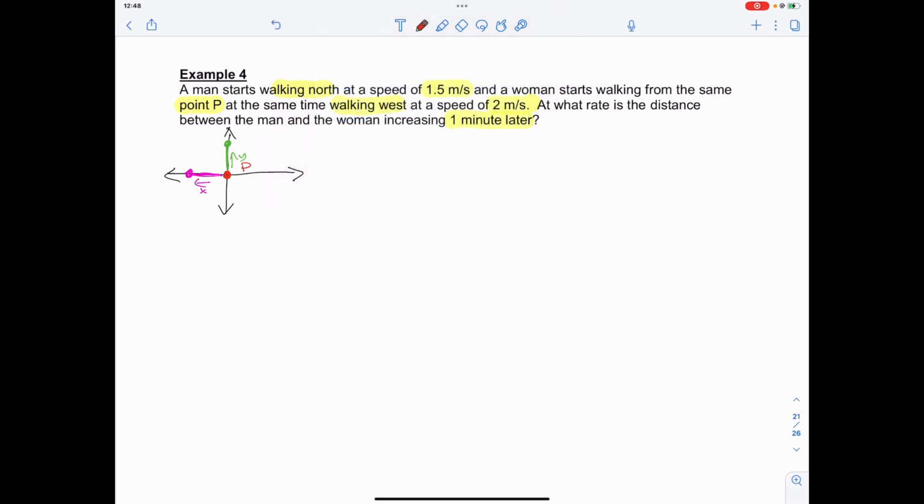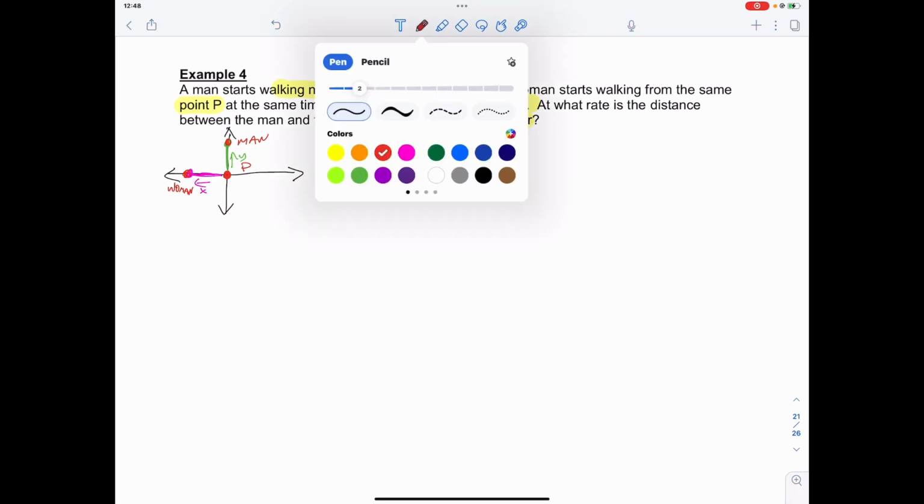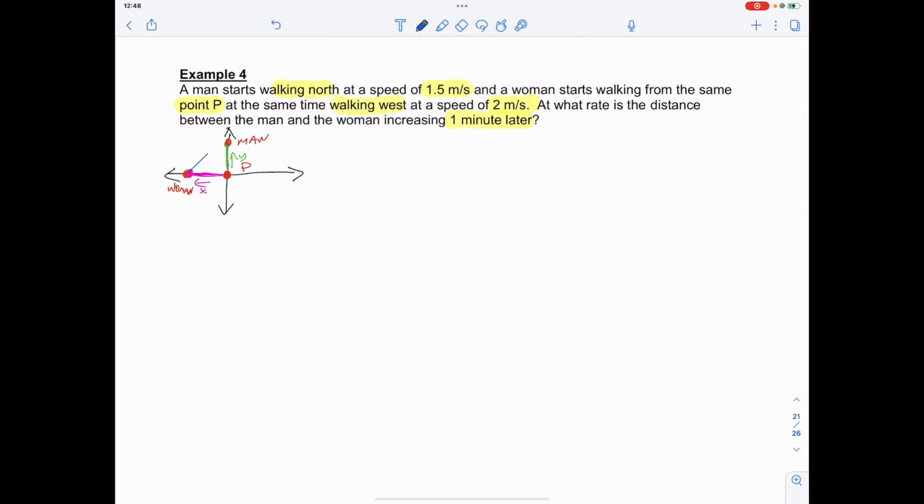Now I do know that the northbound one is the man, and the westbound one is the woman. And it's asking what is the distance between the man and the woman, or what's the rate of the distance, which means that it's looking for this diagonal that we're going to call Z. And because it's north and west, we know that it creates a right angle triangle, or that 90 degrees.